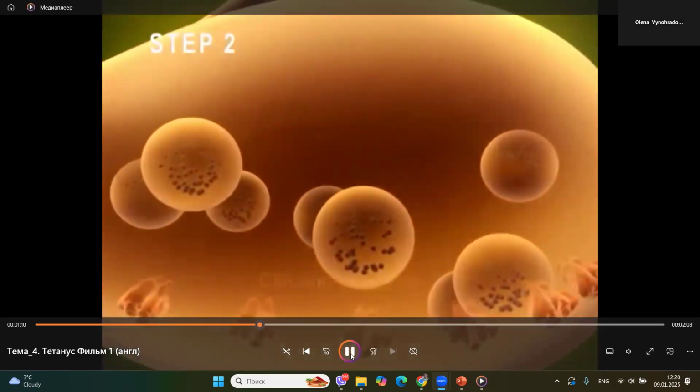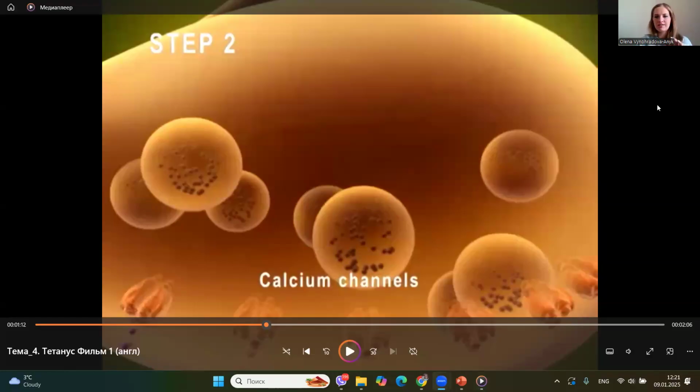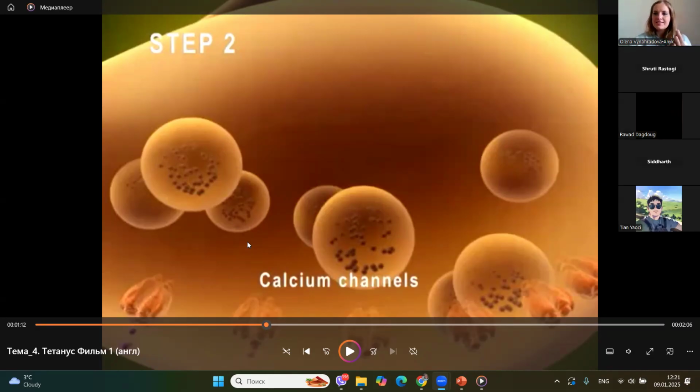Step 2. Voltage-gated calcium channels open. Please pay attention to this moment. When the action potential moves to the presynaptic membrane, at this moment we have opening of voltage-gated calcium channels. Calcium moves inside the presynaptic membrane. Calcium contacts the special proteins which contact the vesicles. And after calcium enters the presynaptic membrane, we have movement of vesicles with neurotransmitter. It means that at this time we have the process of exocytosis, only at this moment. Exocytosis is provoked by calcium molecules. This is an important moment. And calcium ions diffuse into the terminal.